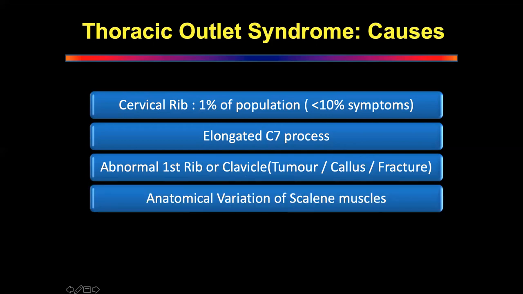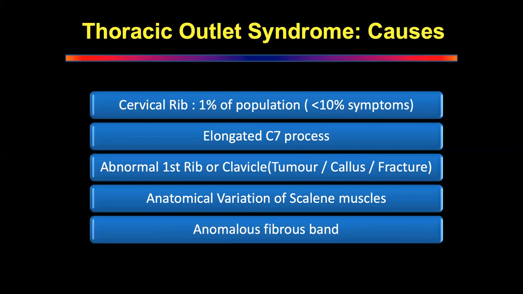You can have anatomical variation of the scalene muscles. Sometimes the scalene muscle may divide between the branches of the brachial plexus, and some fibers may run anterior. So there could be a bulky anterior scalene muscle or a bulky middle scalene muscle. Any of these variations will cause compression at the scalene triangle. Sometimes you may have an anomalous fibrous band. So not just a whole rib, but just a fibrous band, and unfortunately the band causes compression on the neurovascular structures, and that's difficult.